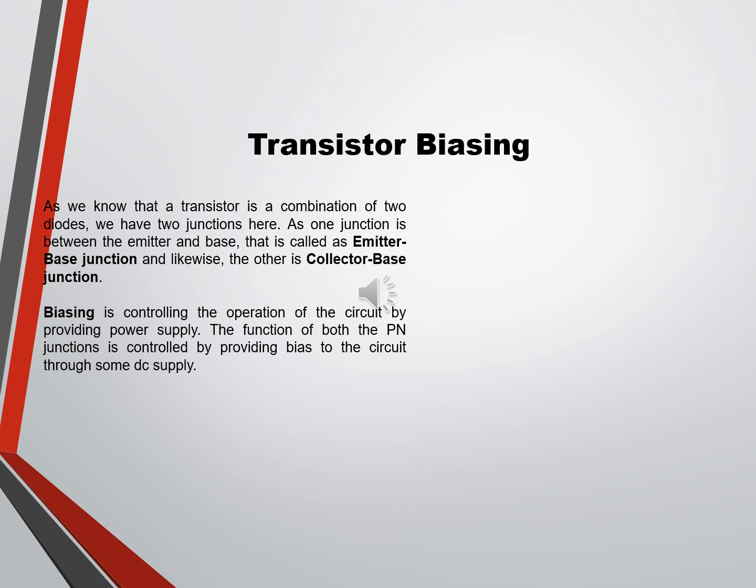Okay, so in a transistor we have two junctions. The first one is the emitter base junction, and the second one is the collector base junction. We'll be providing the DC supply for the functioning of the transistor, and that DC supply is actually the biasing. Okay.